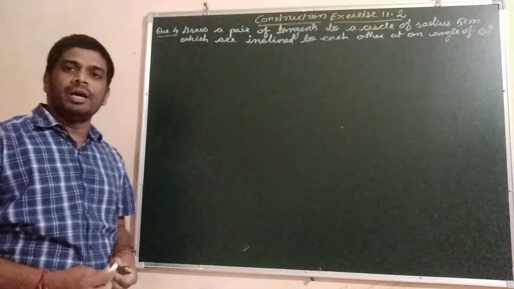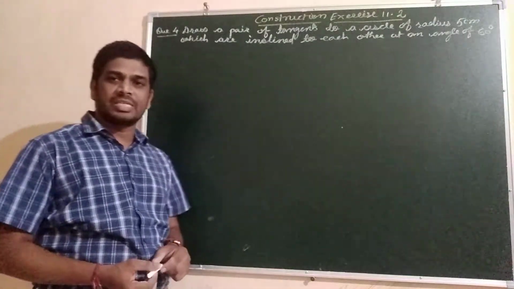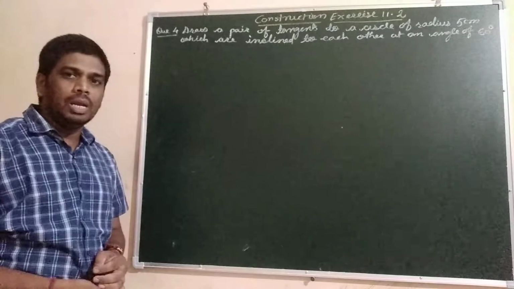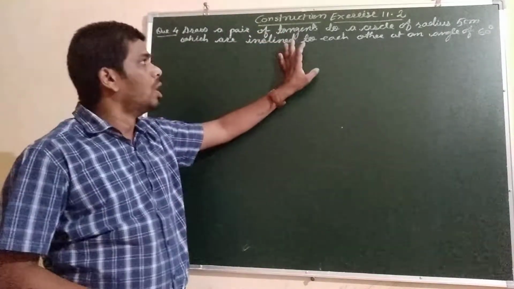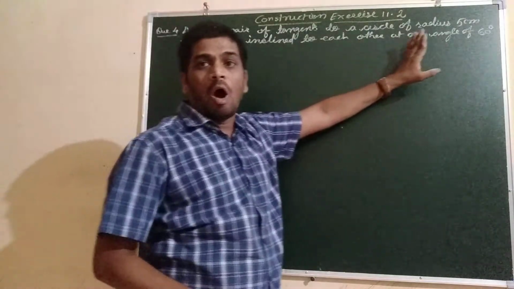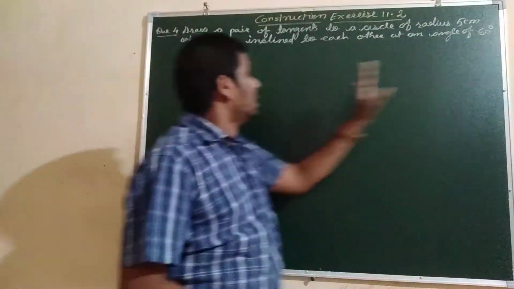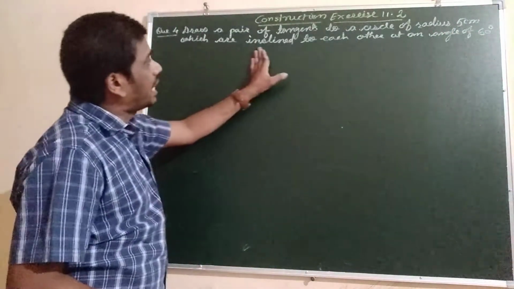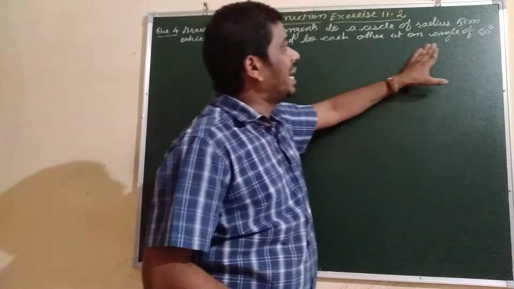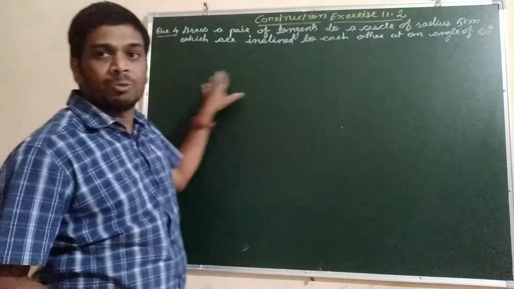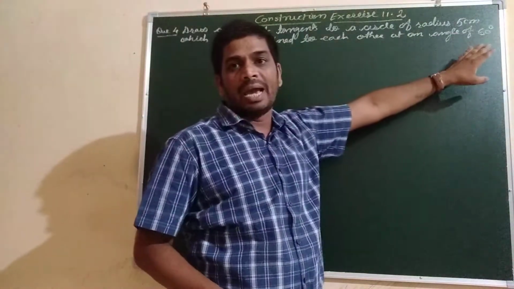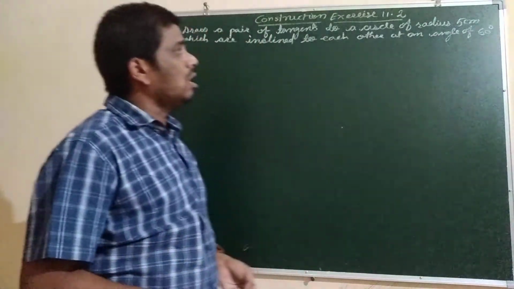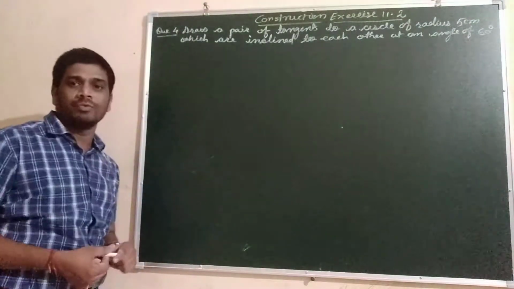Everyone, let us learn today question number 4 of exercise 11.2. Here in this question we have to draw a pair of tangents to a circle of radius 5 centimeter, which are inclined to each other at an angle of 60 degree. Means these two tangents are inclined with each other at an angle of 60 degree.